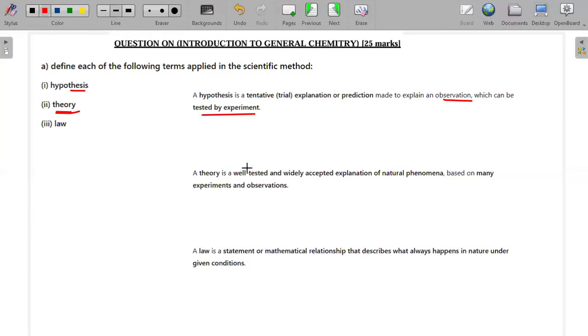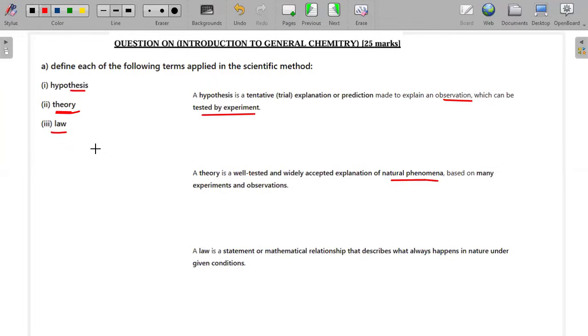A theory is a well-tested and widely accepted explanation of natural phenomena based on many experiments and observations. I clearly said that for you to come up with a theory, you have to do a lot of experiments. If all those experiments are giving you the same conclusion, then you can come up with a theory, which is just a well-tested and widely accepted explanation for natural phenomena. From there we can define what a law is. A law is a statement or mathematical relationship that describes what always happens in nature under given conditions.